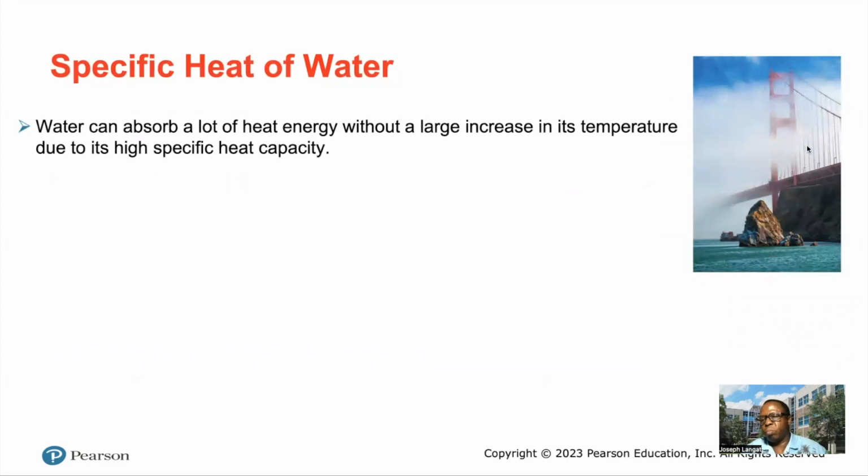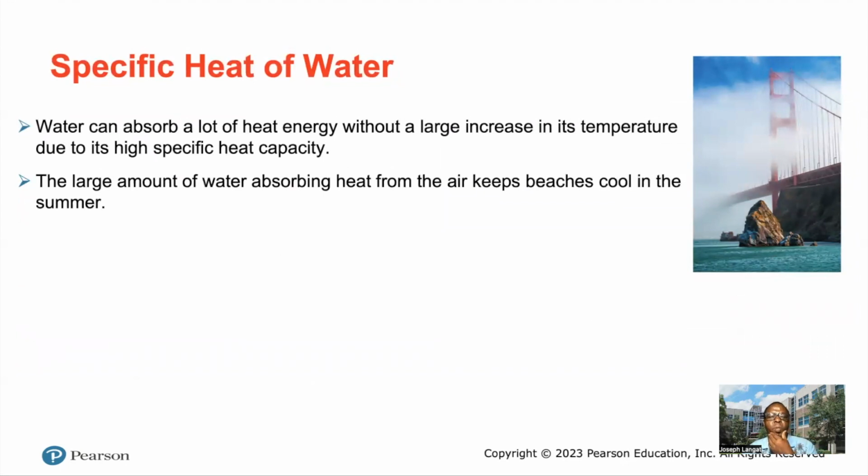This looks like the Golden Gate Bridge in California, been there once. It's just to show why it's cool. You see, it's foggy, making it cool during summertime. The large amount of water absorbing the heat from the air keeps the beaches cool in summertime. This is why some of you may be frequenting, or maybe you just love hanging out by the beaches, because it's cool because of the specific heat.